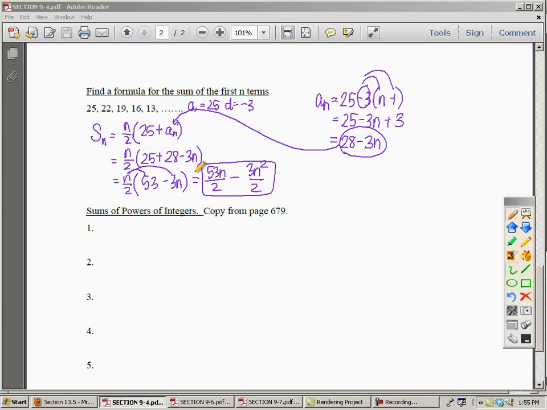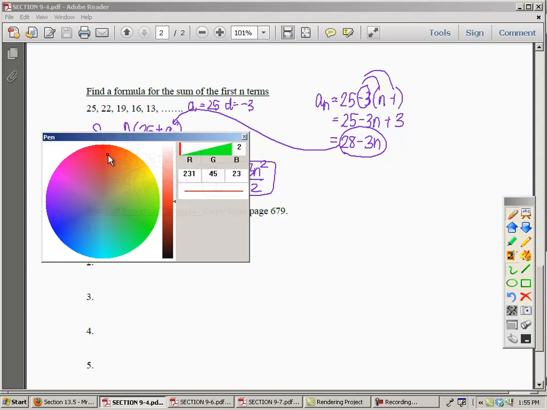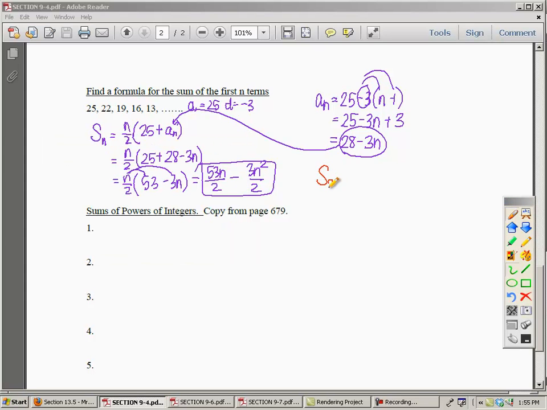I know that doesn't seem any better, but I do want you to leave it here because some of the time we are going to be able to simplify a bit more. Okay? Now, if I wanted to find the sum of 26 terms, I could take 53 times 26 and divide it by 2, minus 3 times 26 squared over 2, and I could get a 26 partial sum.